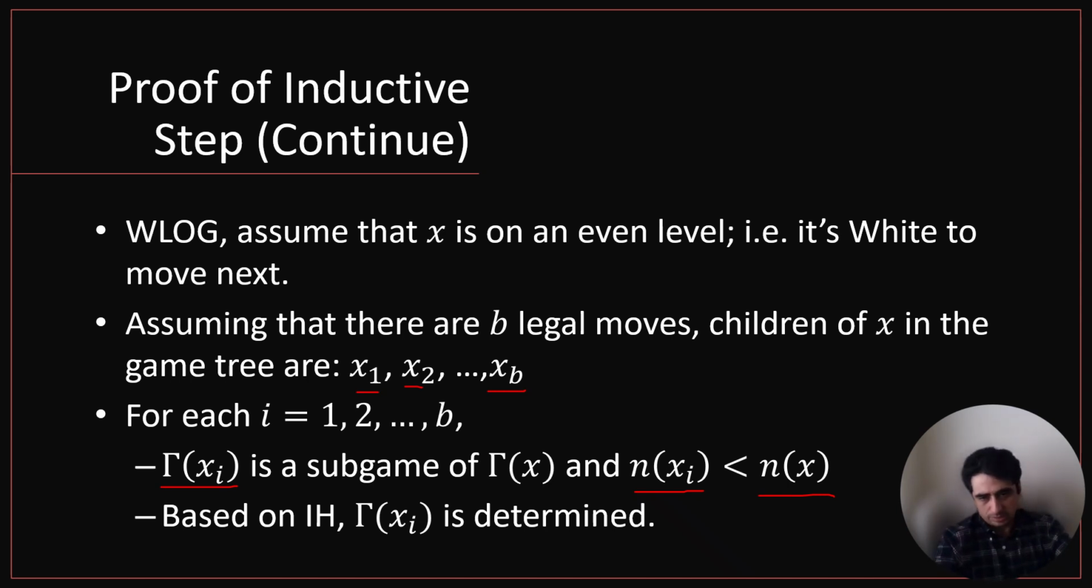Why does it matter? Because now that we know this is the case, we can use the inductive hypothesis and say, for all the children, we have a determined game. That means there's a winning strategy for white, or there's a winning strategy for black, or there's a strategy guaranteeing a draw for both. So based on the inductive hypothesis, we know that the subgame gamma of xi is determined, and that's why I put those green labels in the previous slides.